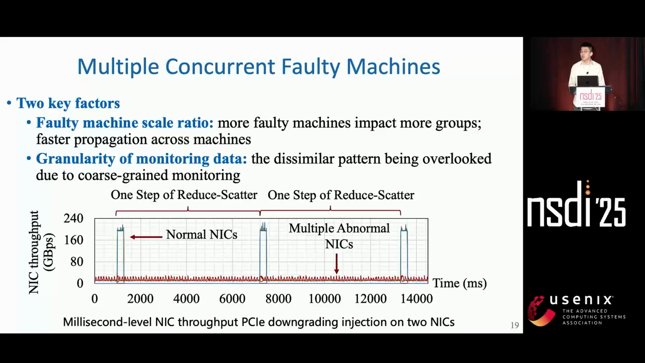or switch-related AOC errors. To test Minder's effectiveness, we manually injected PCIe downgrades into two NICs in a full machine training setup. Normal NICs exhibit high throughput at the start of each reduce-scatter step to transmit data to the next node, while NICs with downgraded PCIe links show consistently low throughput. Minder was able to easily detect these anomalies and locate root causes using fine-grained monitoring.